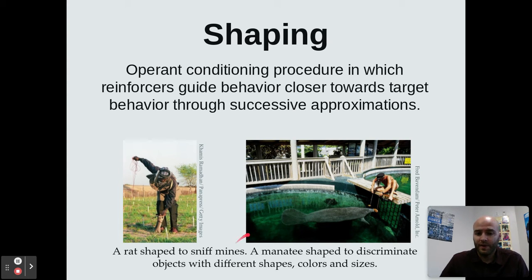The better that it got at finding and identifying mines, the more reinforcement it got, and it continued to work and practice at that. This manatee was shaped to discriminate objects with different shapes, colors, and sizes. Every time he was able to discriminate those objects, he got a reinforcement. It encouraged them to get better and better at it. So shaping is that idea of building the response you want to see to get to the end point.